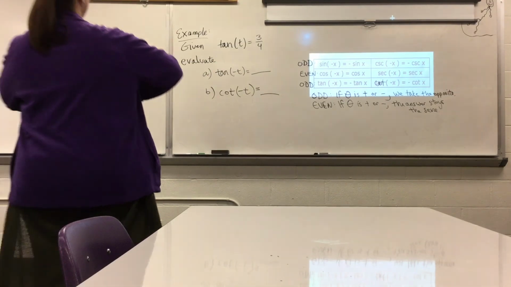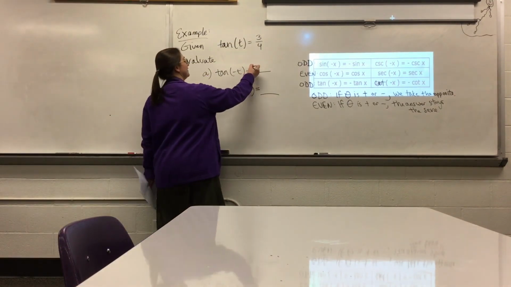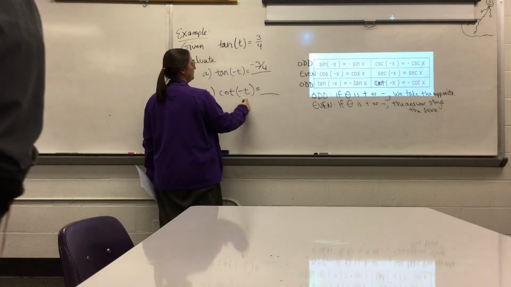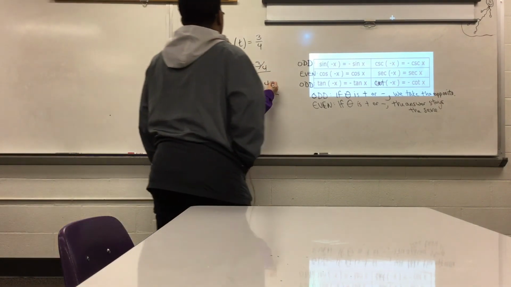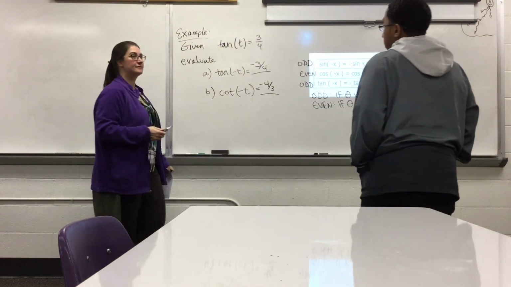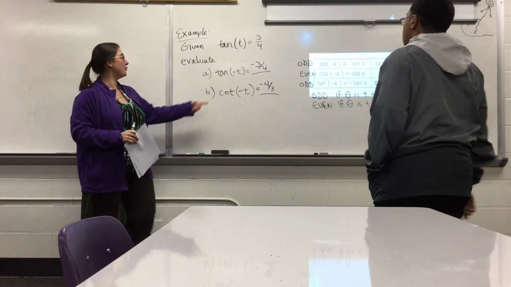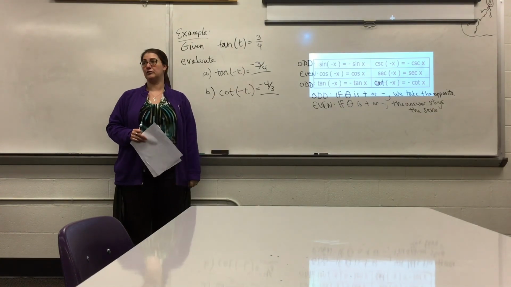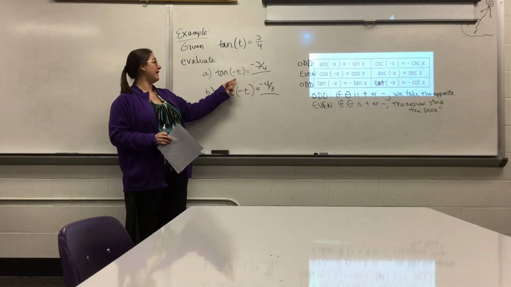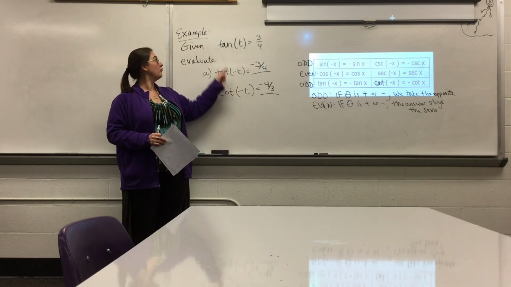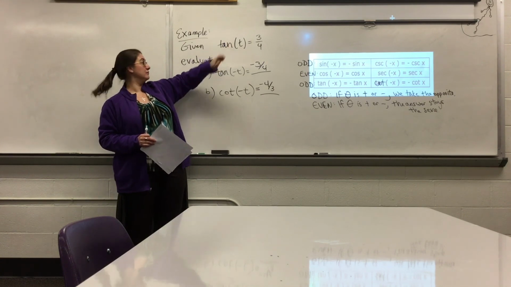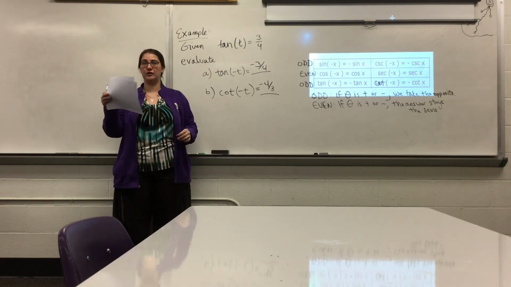Okay, so what is the tangent of negative t? Negative 3/4. And what is the cotangent of negative t? Negative 4/3. We'll just flip it. So when these are both negative t, all I've got to do is take the reciprocal, as long as these match. What would be the cotangent of that? 4/3.